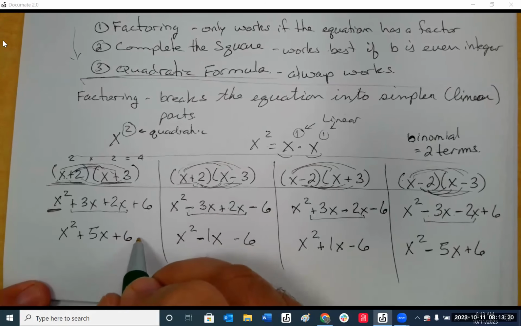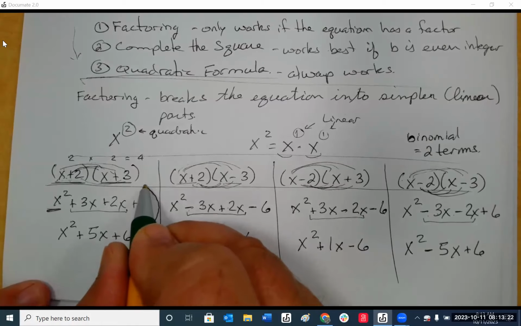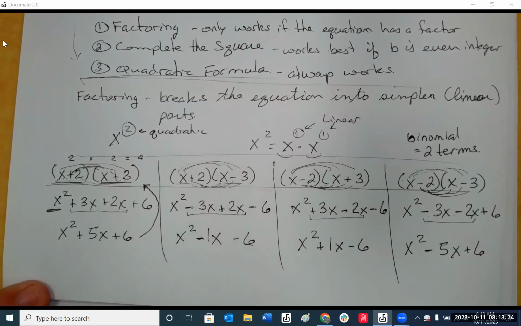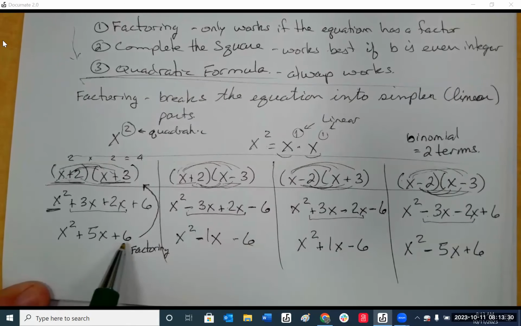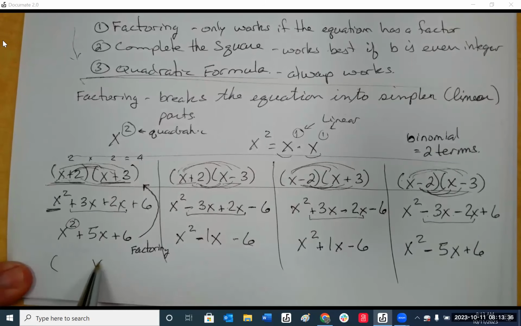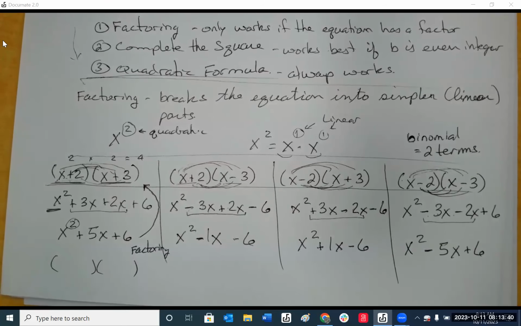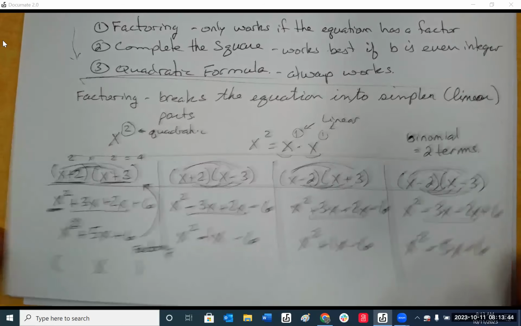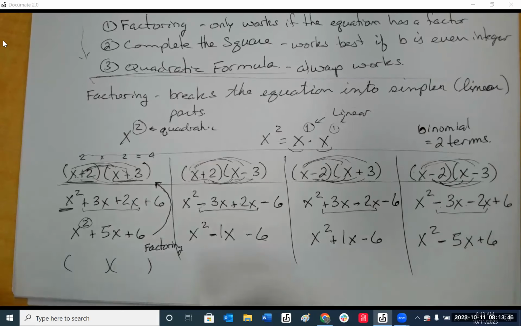Now, what we're interested in is going backwards. That's called factoring. We go from a quadratic equation. We want to break it down into its component linear equations. So let's look at this pattern here.